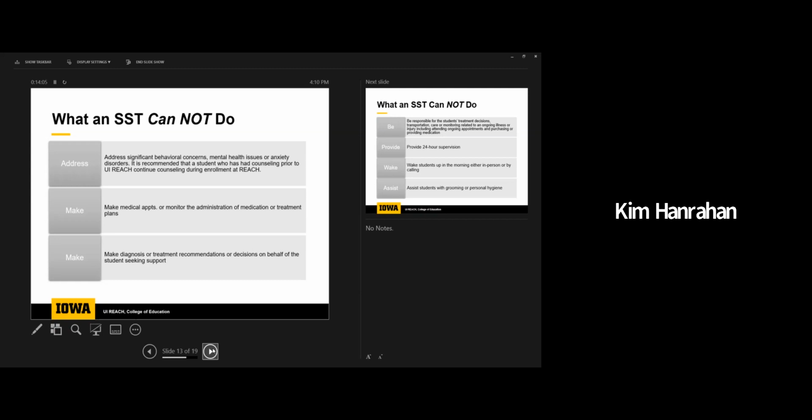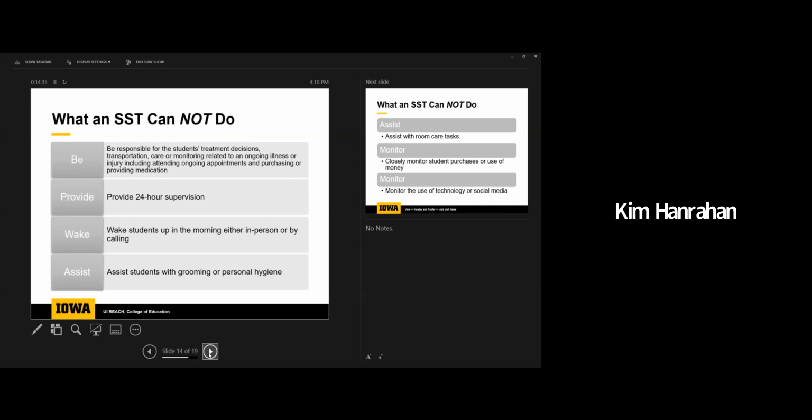It's hard to predict or determine how a student will respond to all the new expectations and responsibilities that come with being a first year student. So continuing that therapy throughout that time can be really beneficial. Again, we can't make medical appointments or monitor medication or treatment plans. We can't make diagnoses or treatment recommendations, or even decisions on behalf of the student seeking support.